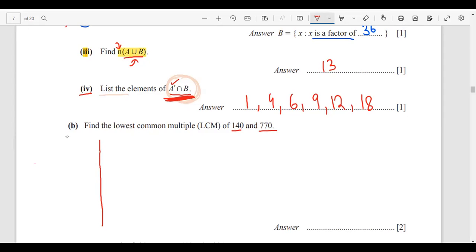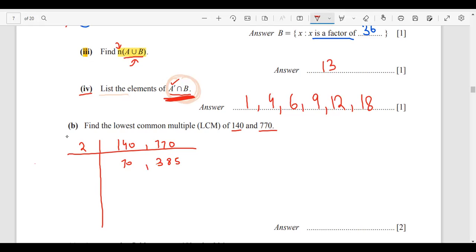ठीक है, तो इस question के लिए हम क्या करेंगे, हमने यहाँ पे ये method use करना है 140 and then 770. ठीक है, so सबसे पहला number 2 है, I would get 70 here. Please help me with this. What is 770 divided by 2? I want all of you to participate at this point. It is 385.